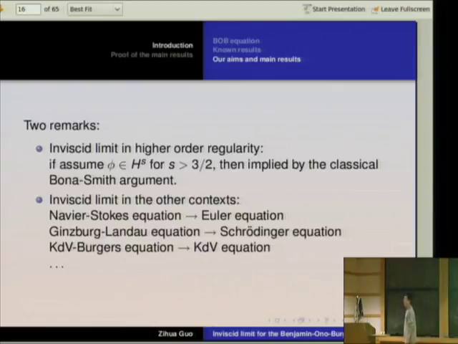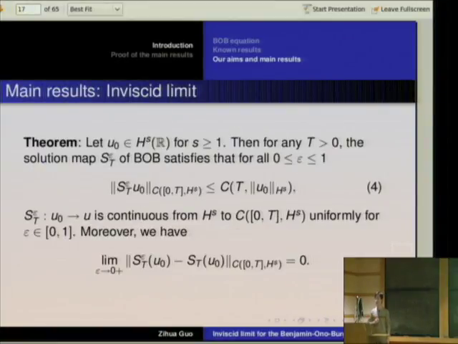Okay. And inviscid limits appear in other contexts, like the Navier-Stokes equation goes to the Euler equation, and here the Ginzburg-Landau equation goes to the Schrodinger equation, and the KdV-Burgers equation goes to the KdV equation. So here is our main result.